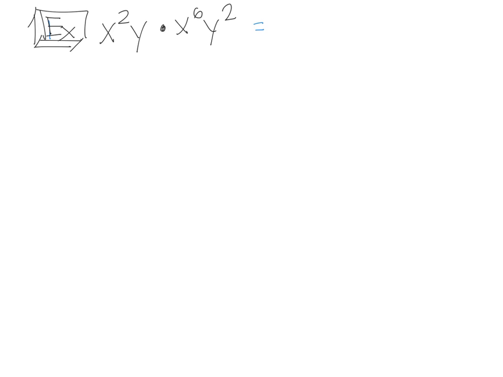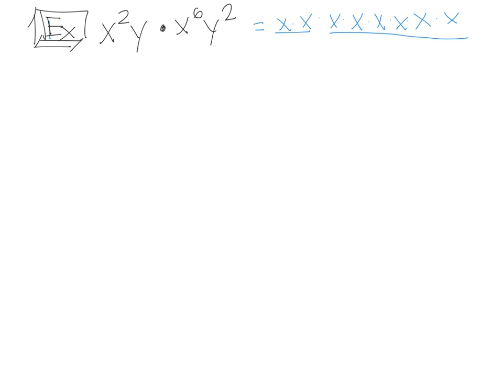So I'm going to put all of my x's together. I have 2 x's in the front. Then I'm going to go across and get the other x's. I have 6. 1, 2, 3, 4, 5, 6.